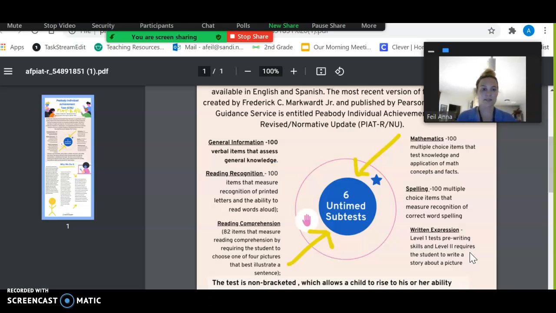Students have 20 minutes to finish the written expression. Level 1 tests pre-writing skills, and Level 2 requires the student to write a story about a picture that the examiner holds up. So the student has to infer meaning and write about it, which is a wonderful way to express yourself. The only problem is that students with visual or writing difficulties may have trouble with that part. All the other subtests can be easily accommodated, and the written part can be omitted if needed.